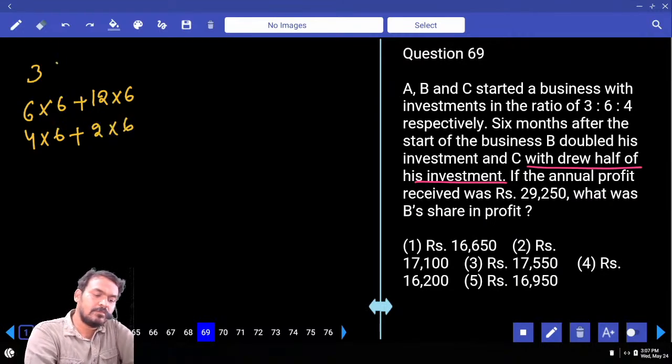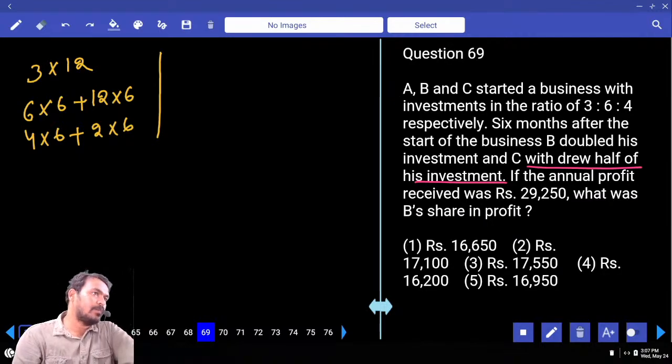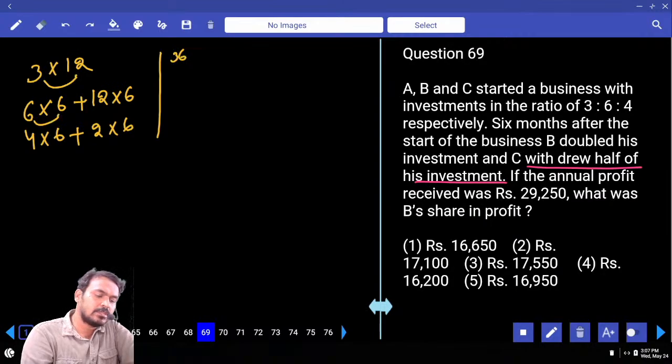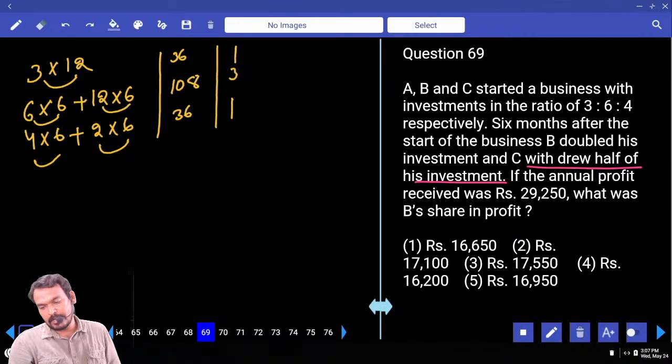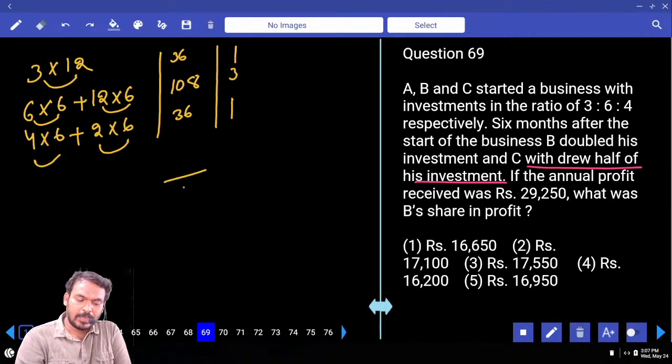And the first person invested for all the 12 months. All are in 12 multiples. 3 into 12, 36. 6 into 6, 36. 12 6s are 72. Total it is 108. 4 6s are 24. 2 6s are 12. It is also 36. What is the ratio? 1:3:1. Total how many parts? 5 parts. What is the 5 parts value?